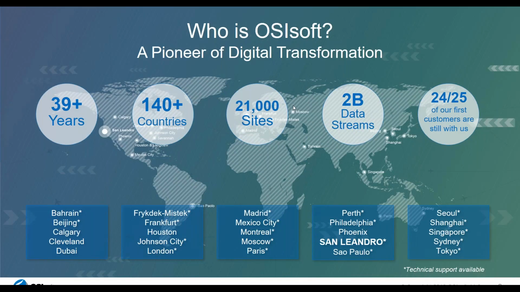John? Thank you, Keven. So OSIsoft is a company that's been around since about 1980. The PI system was started in 1985. It's installed in about 140 countries, 21,000 or more sites, and our customers have licensed approximately 2 billion data streams from us. That would represent a pressure, a temperature, a flow, a pH, or whatever other sensor value is being collected, typically from a control and monitoring system.